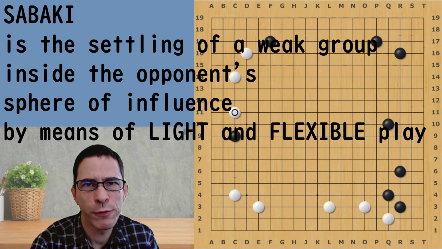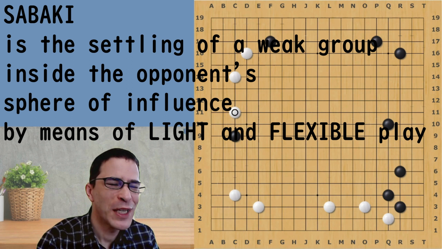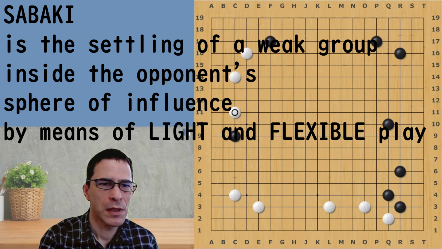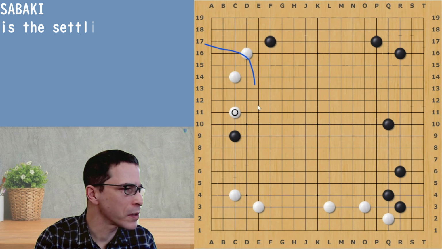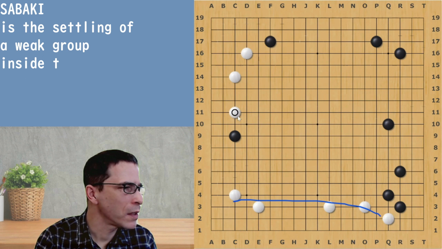So there's a number of key words here. First of all, the idea is that you're inside your opponent's sphere of influence, an area that is controlled to a certain degree by your opponent. So here we have an area that is controlled by white. There's a lot of white stones on the left side of the board here. There's also a position white has on the lower side. So white is controlling this whole area in the lower left part of the board.